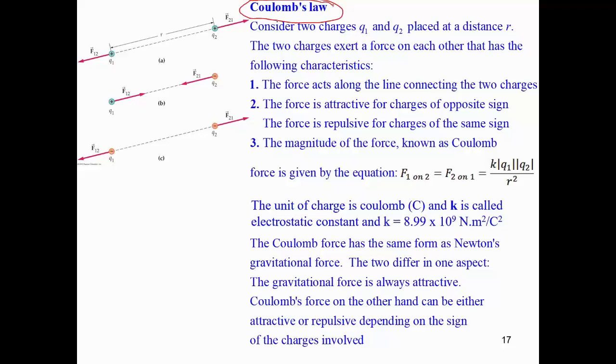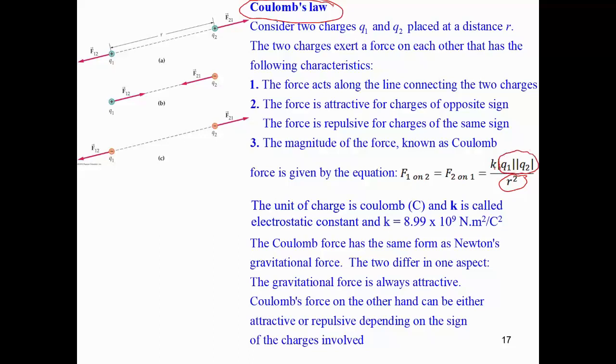So it simply says this: the force acts along the line connecting the charges. Say you have two positive charges, you have a force of repulsion. If you have a positive charge and a negative charge, you have a force of attraction. It could be a repulsive force or an attractive force. And it says that the force is inversely proportional to the square of the distance between them and directly proportional to the magnitude of the product of the charges.